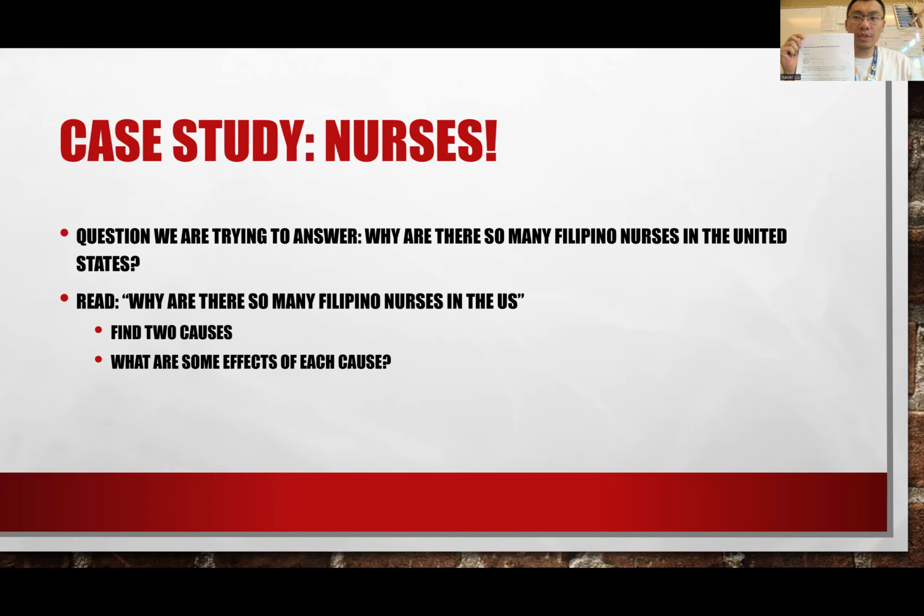Alrighty, folks, I hope you enjoyed reading that article. What I want you to do now is turn to your elbow partner and just discuss for about 2 minutes, 1 minute per person. What are two causes that you found while reading? And what are some effects of each cause?